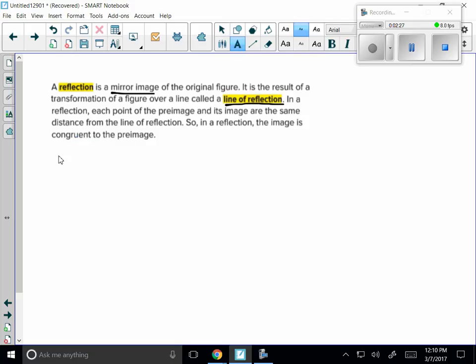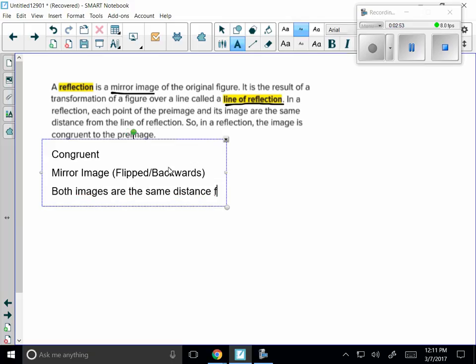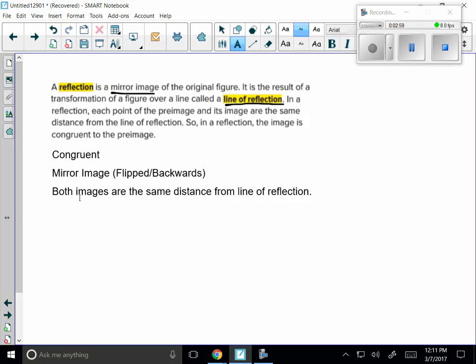So what does that mean? They are congruent. I'm taking out all of the important words. I'm going to put in mirror image, which also means that it's flipped, right? It's like backwards, however you want to think about it. One more thing here. Both figures, or images, I guess would be a better word. Both images are the same distance from line of reflection. Now, you don't really have to write these. These are just more notes for me to put on the cheat sheet because these are like the breakdown of a reflection.